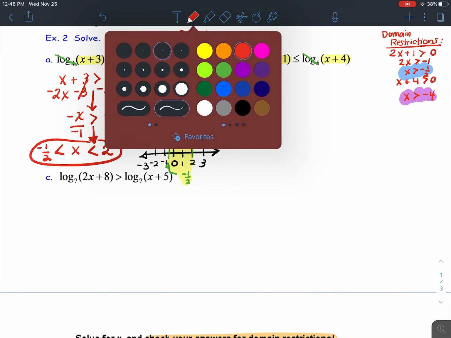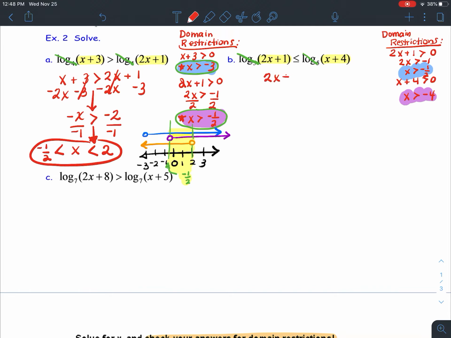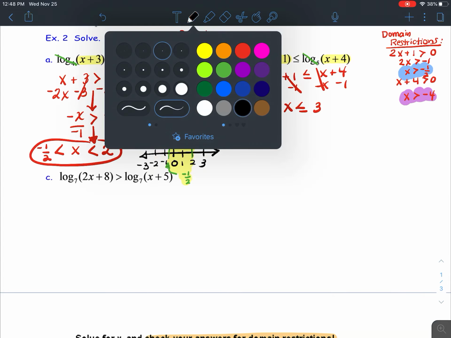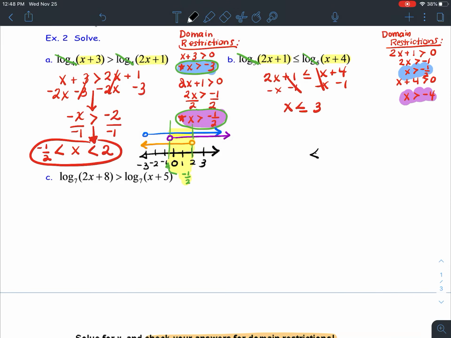Now we're going to come back to our equation. This is set up nicely for the one-to-one property. We'll cross those off. I just need to solve the remaining inequality here. I'm going to move the x to this side, move the 1 over to the right. Looks like my initial answer is that x is less than or equal to 3.